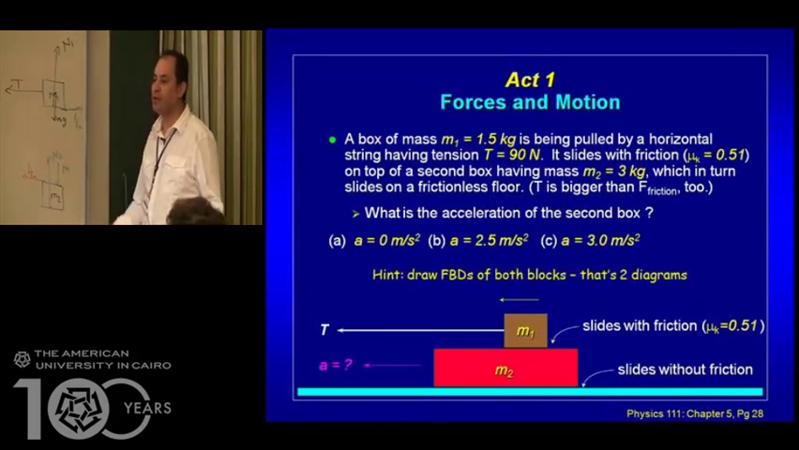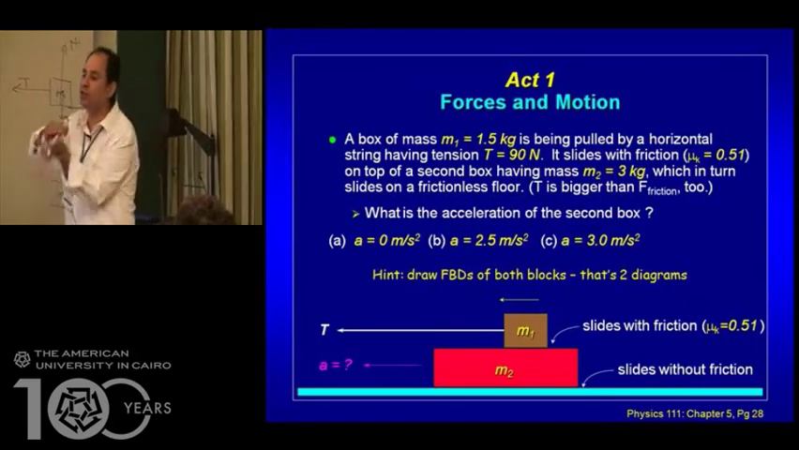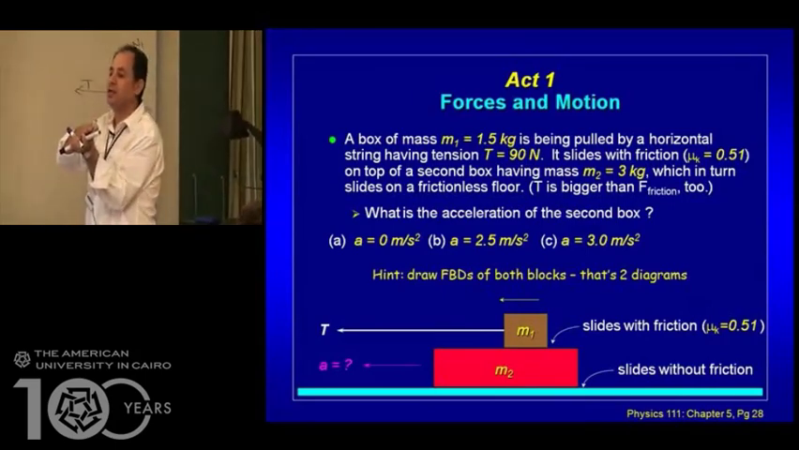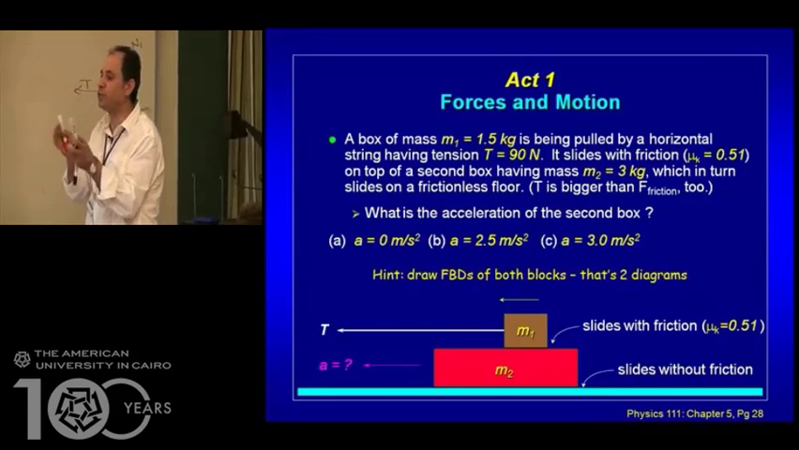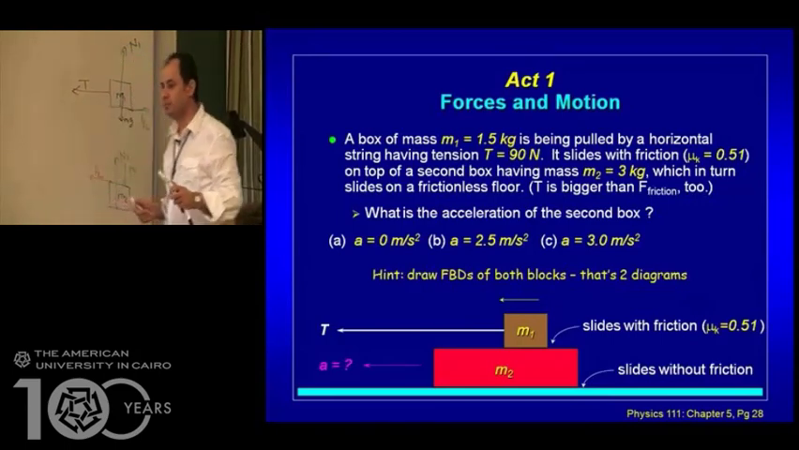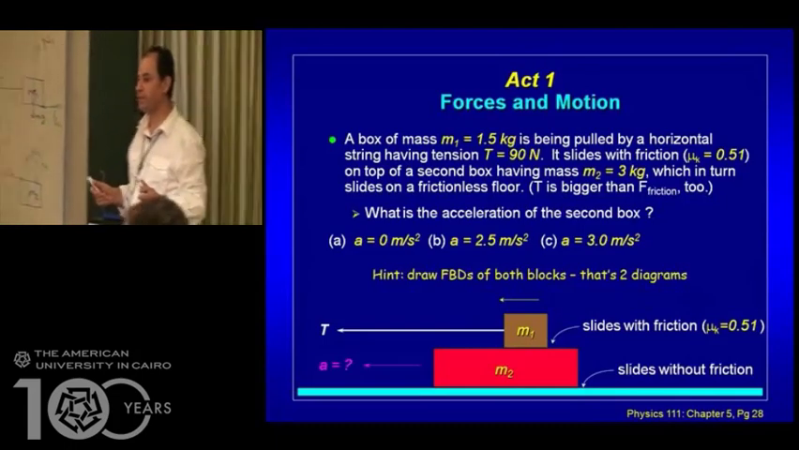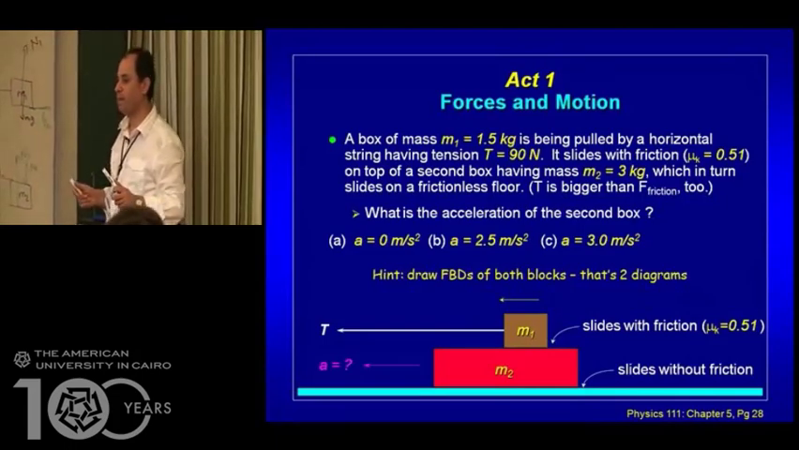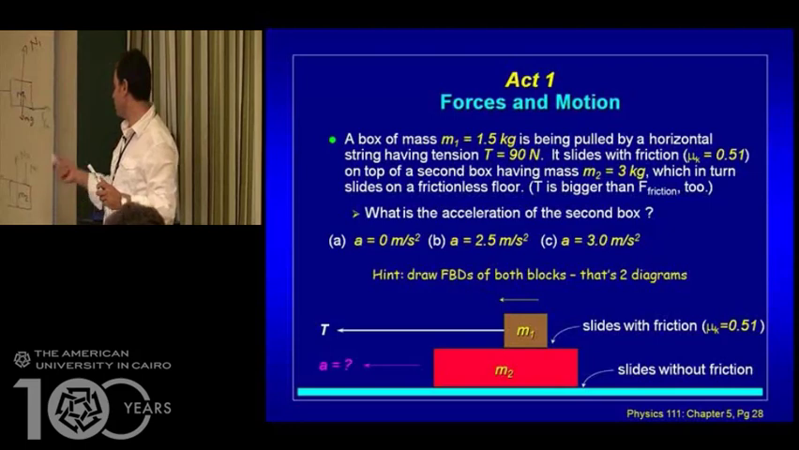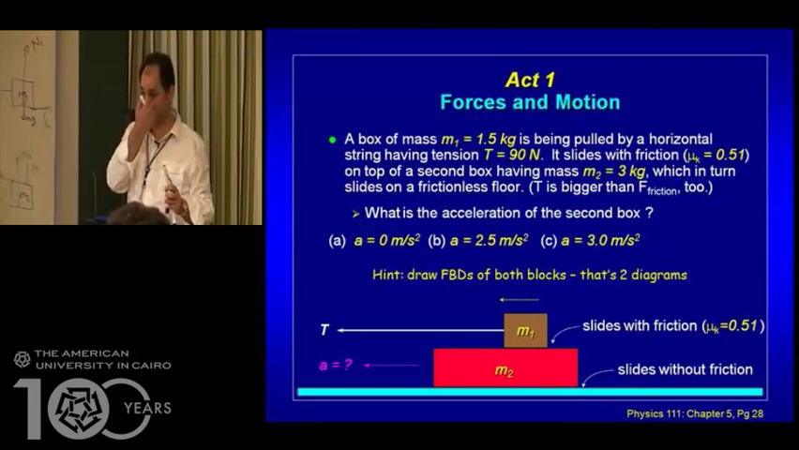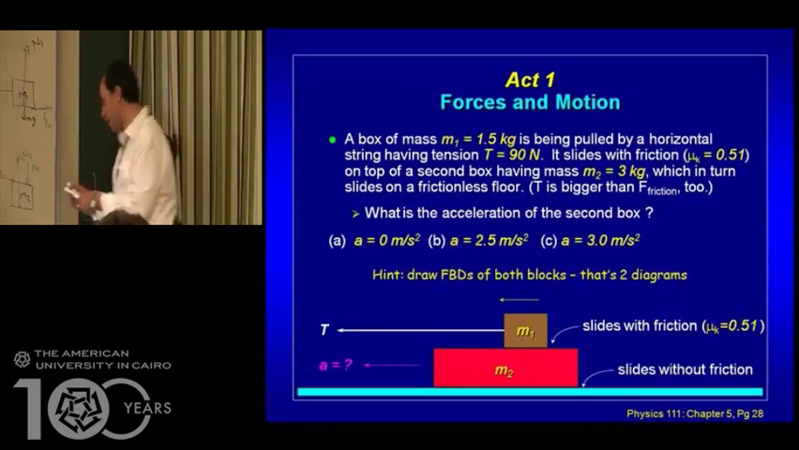See, mu k is the coefficient of friction for the two surfaces. Not for an object, it's the characterization of the surfaces. Okay? Any other forces? M2G.